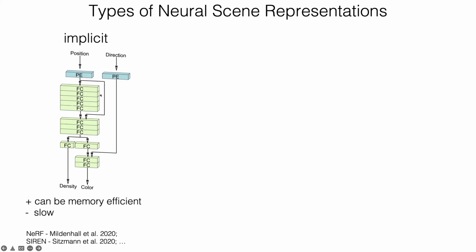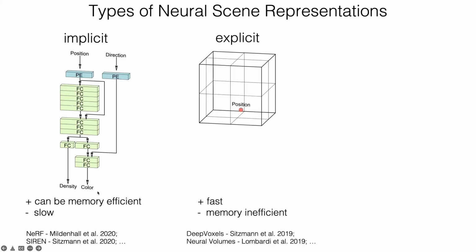However, it shouldn't be overlooked how inefficient this process actually is. Every time you want to query this function, you have to do a full feed forward pass through the entire network. So for every coordinate that you want to evaluate this at, XYZ and one viewing direction, you have to run through the whole network to get these values. So these MLPs, these implicit representations, can be quite slow.